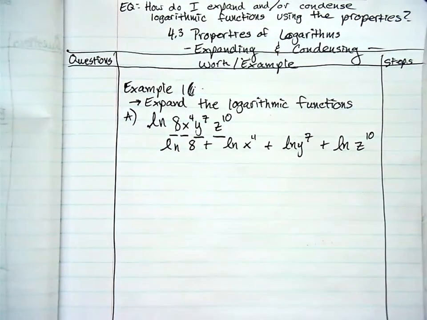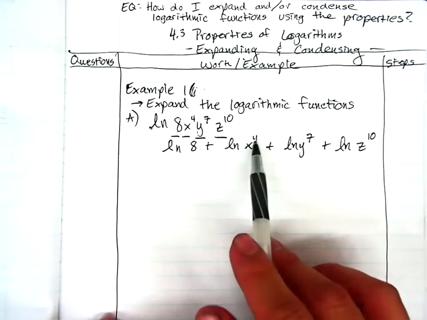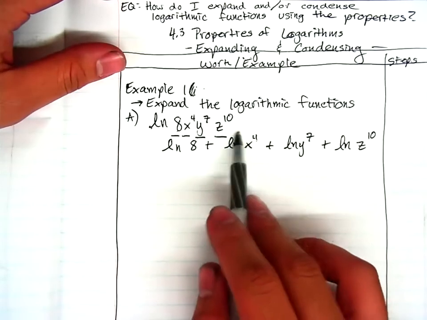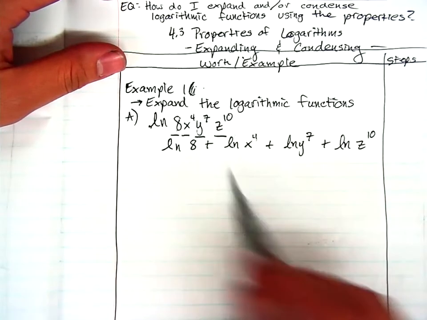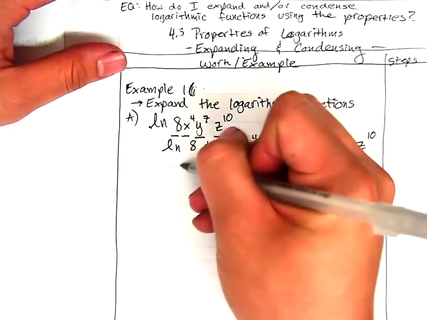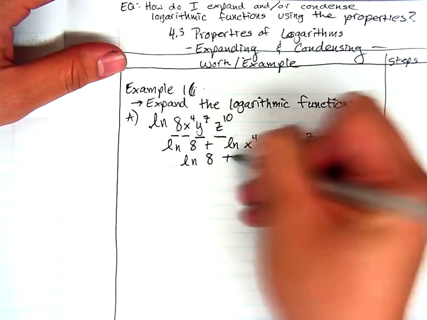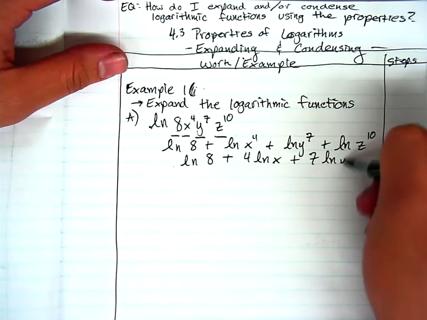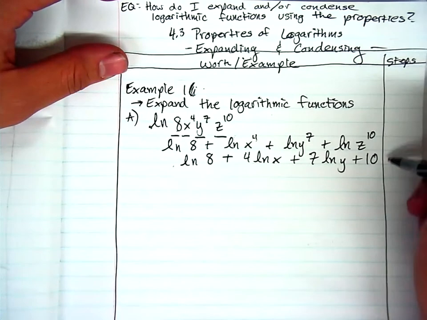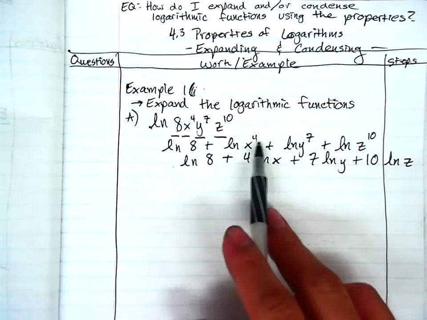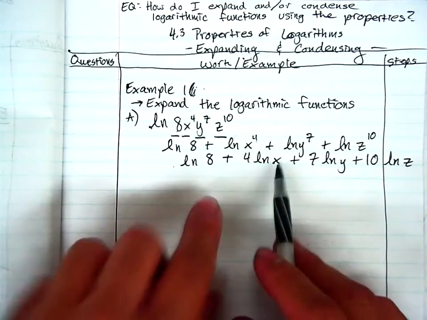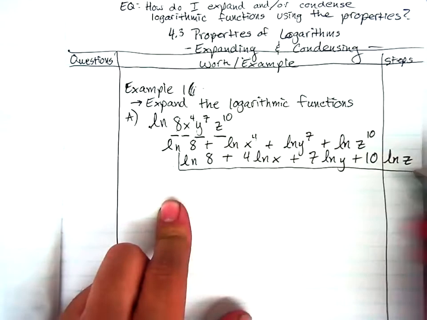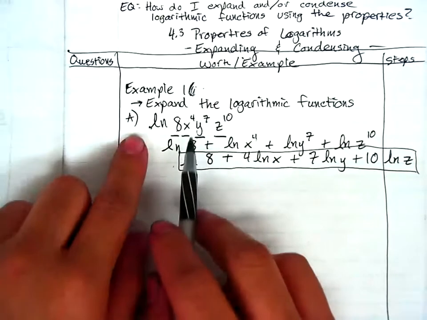After having done all that, I would also want to take care of those powers because we don't want to have powers lingering in our logs. So we're going to go ahead and use that power and bring it down as a coefficient. So here I don't have anything to worry about. I can leave it as ln of 8 plus 4 ln x plus 7 ln y and finally plus 10 ln of z. So again, all I did was bring down those powers as a coefficient for the natural log. And this would be the entire expansion of this small little logarithmic function over here.